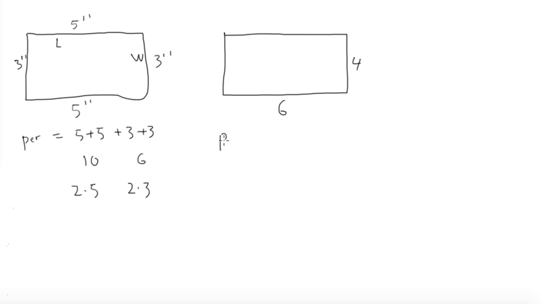Well, perimeter equals 6, and why is it 6 plus 6? Because this side's going to be 6 as well. And then it would be plus 4 plus 4. Oops, too close. There we go. Well, that's going to equal what? 12. That's going to equal 8. You could rewrite that as well as 2 times 6 and 2 times 4.